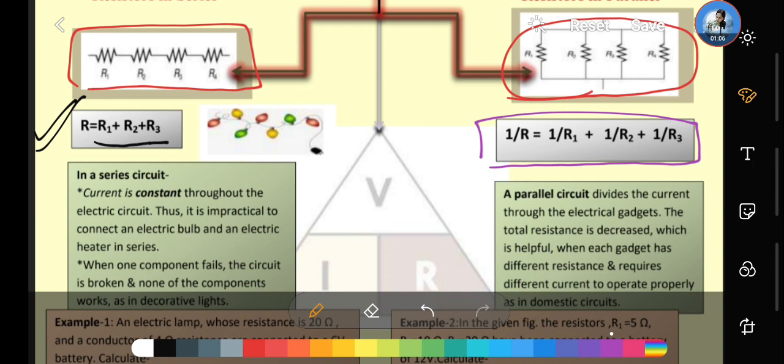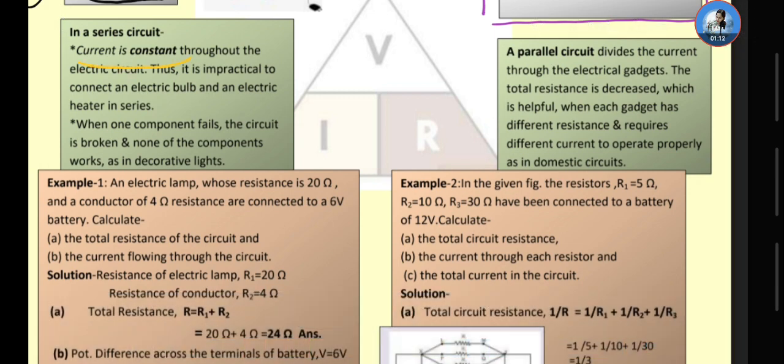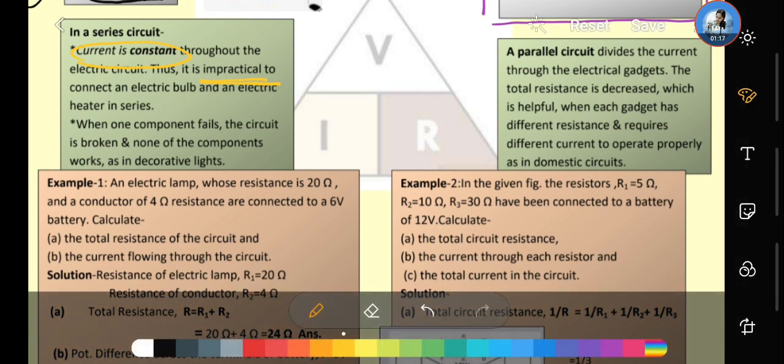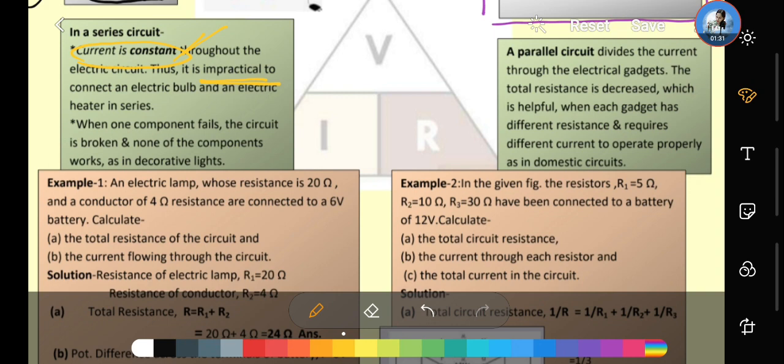What is the difference between series and parallel circuits, students? In the series circuit, the current is constant. It means it is very impractical, student. It can't be used in your domestic circuit. Why? Because if we have to switch on the bulb and heater at the same time, in the series circuit the current remains constant. It means it supplies an equal amount of current to the bulb and heater, which is impractical. They can't work together at the same current, student. So we can't use series circuits for our domestic appliances in our home.